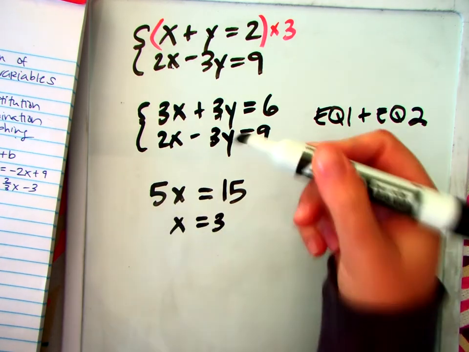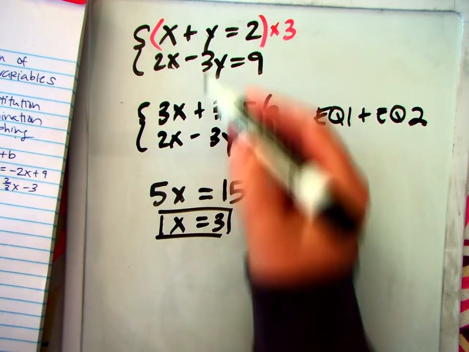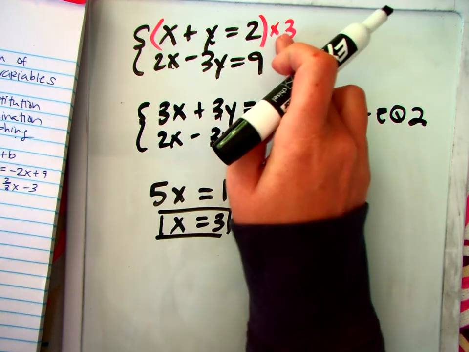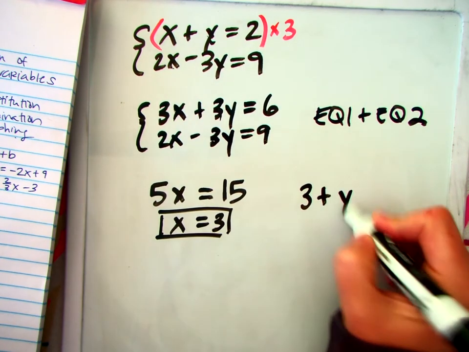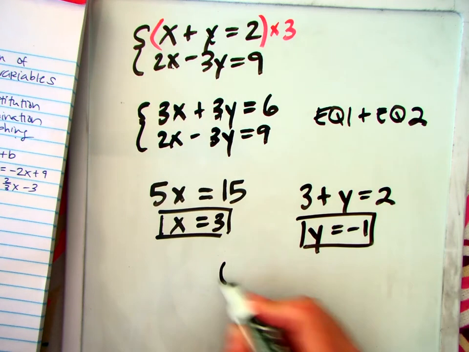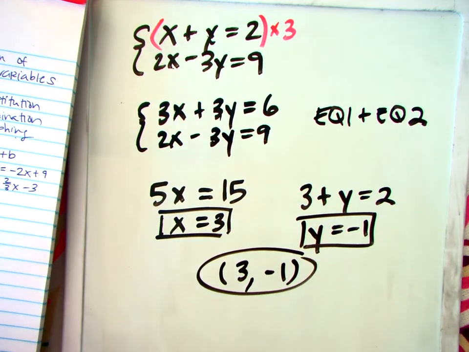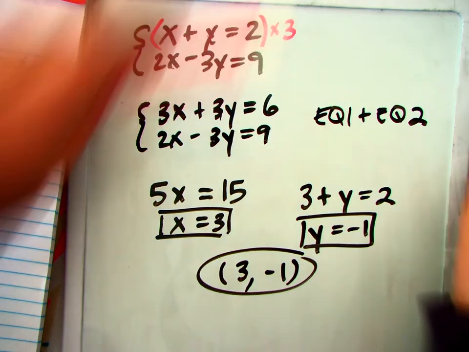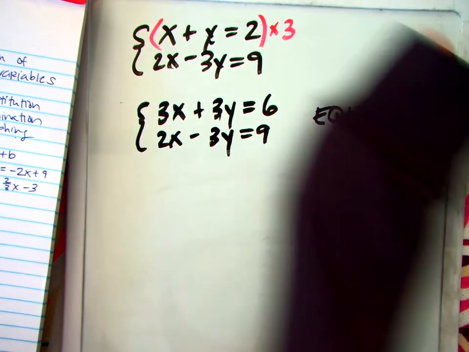And just like before, once we have one of the variables, we need to plug it back in to solve for the other. I'm going to use this first equation, before I multiplied by 3. I always go back to an original equation. So 3 plus y has to equal 2. And that's how we can see that, again, y is equal to negative 1, which still gives us (3, negative 1) as a solution. All right, so that should be a good reminder of the 3 different types of solution methods for solving a system of equations.